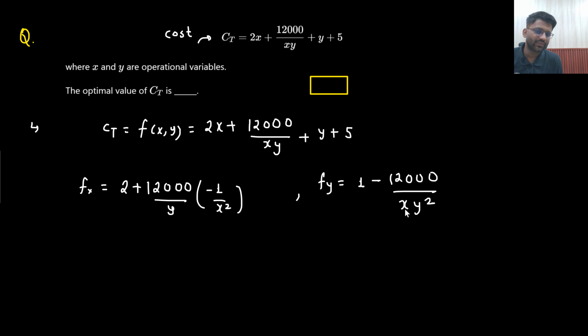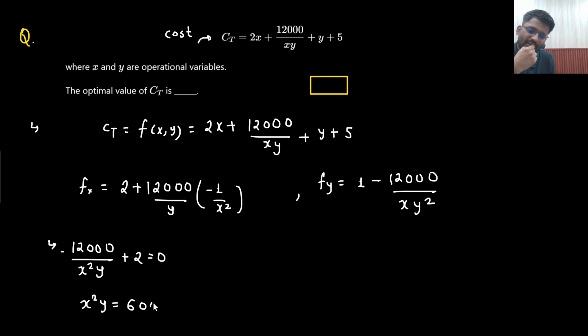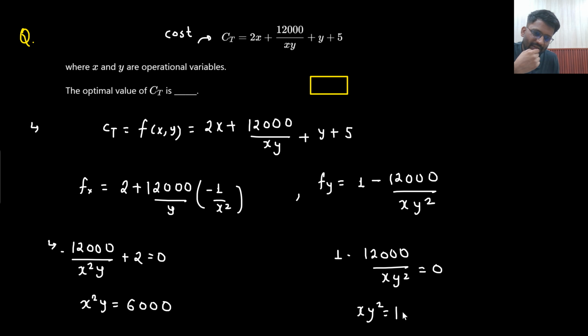Here 12,000 by x will be constant, differentiation of 1 by y will be minus 1 by y square. So this is the scenario we are getting, and both of them we will equate to 0. So what I will be getting? Here I will be getting 12,000 divided by x square y, which is negative, plus 2 equals 0, right? So x square y from here I am getting, that is 6,000, and from here if I equate it to 0, xy square I am getting as 12,000.